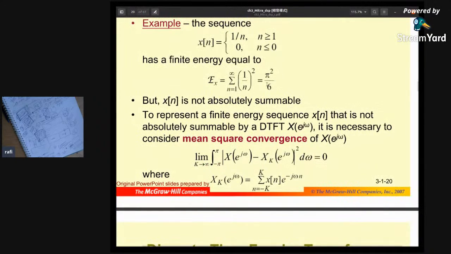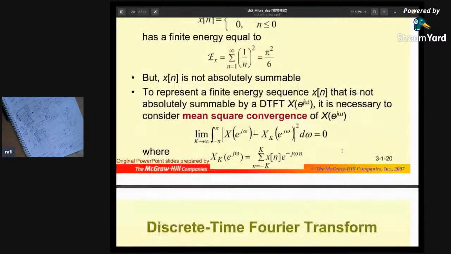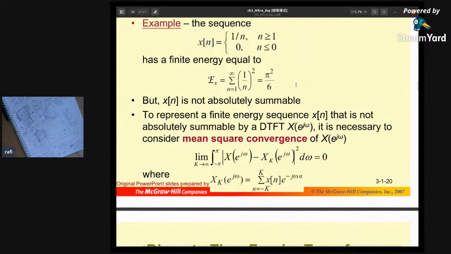So for such signals, which are absolutely not summable but have finite energy, the mean square error between the actual DTFT and the kth order DTFT will go to zero. They have this mean square convergence. Still, you can define the DTFT for such signals also. But if the signal does not have finite energy, like diverging signals, we don't have a DTFT for such signals.